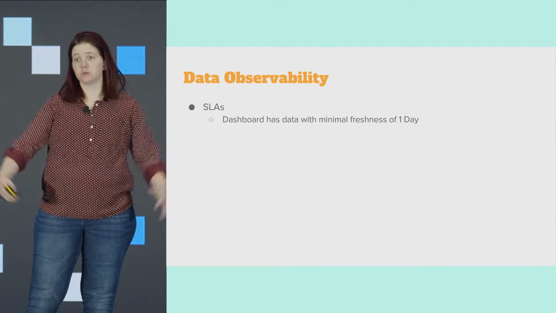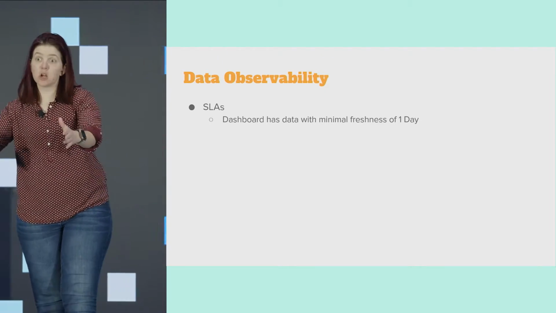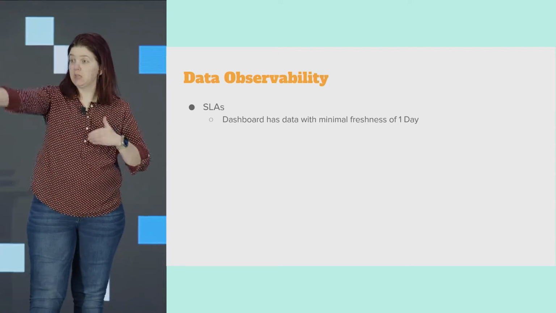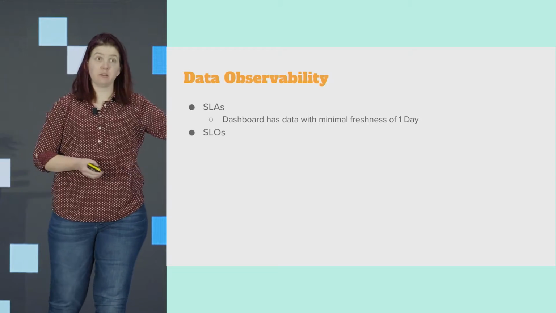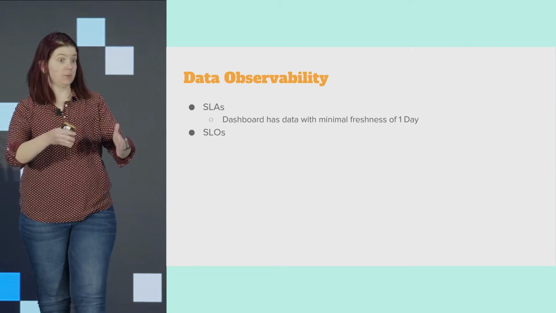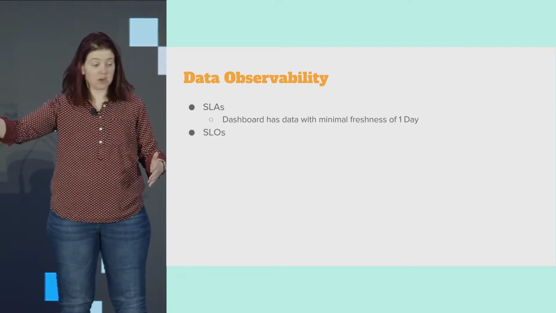So we have a minimum freshness of 24 hours. That is our agreement that we've established between my team and that business analytics team. Okay, great. Now I'm going to set up service level objectives to capture what I need to put in place so that I never break that agreement.